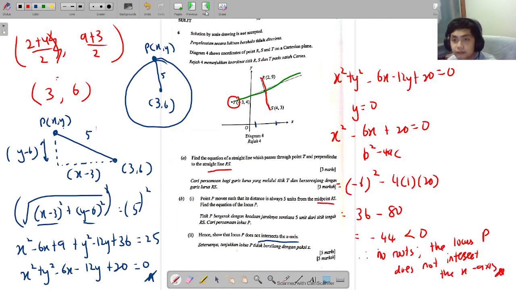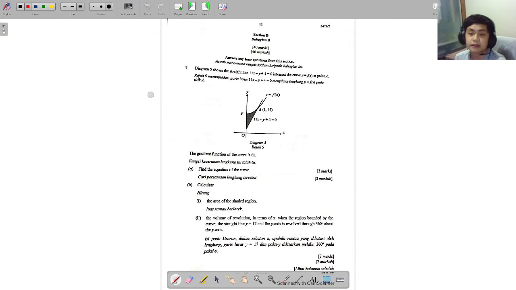Right. This is done. So question 7. Diagram 5 shows the straight line 11x minus y plus 4 equals 0 intersecting the curve y equals f(x) at point A. The gradient function of the curve is 6x, so that is dy/dx equals 6x. Straight away I can write that.